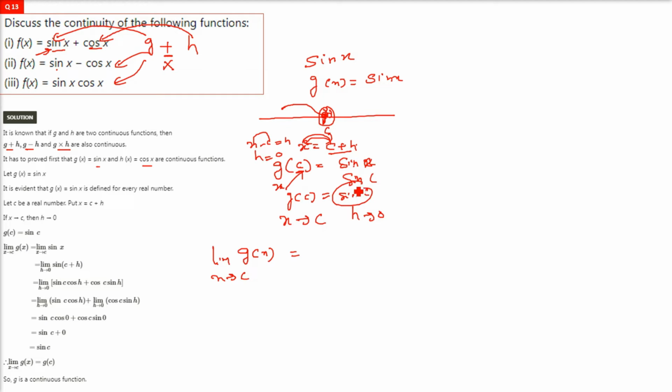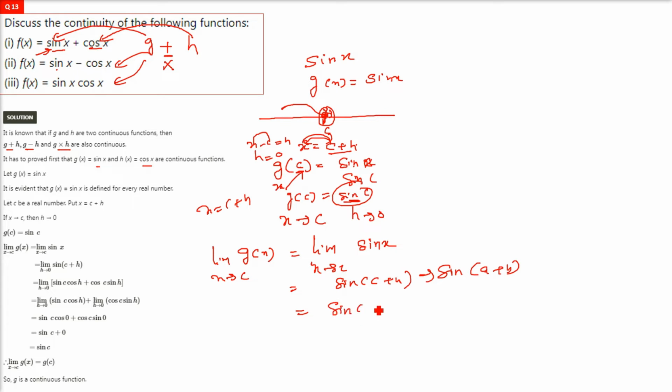c can be any constant, but x is that value which is defined for every point in that domain, which is the real numbers. So we have limit x tends to c of sin x, but as I said, x is c plus h, so sin of c plus h. We have to open it using sin a plus b, so sin a cos b plus cos a sin b. This is sin of a plus b. Now the limit is already there, and this limit is x tends to c, but when x tends to c, h tends to 0. So both sides we will apply h tends to 0.